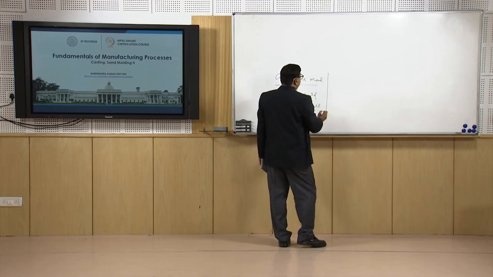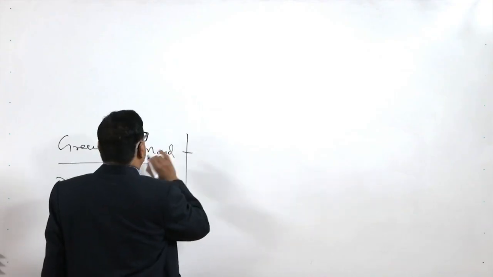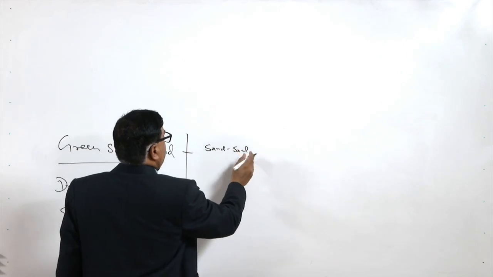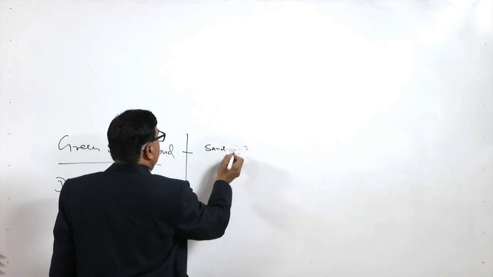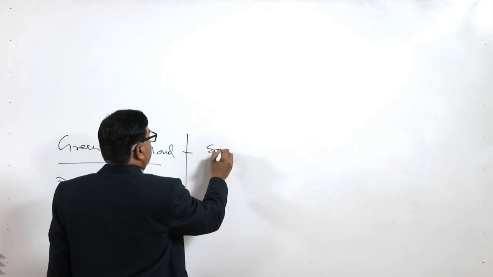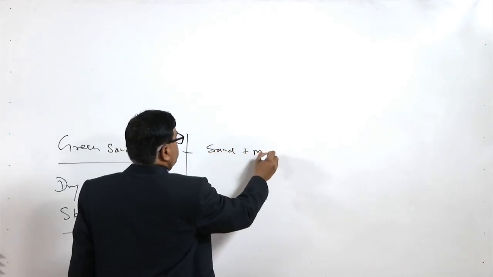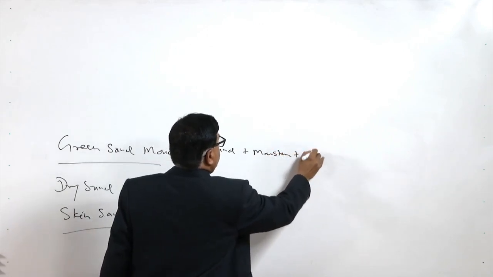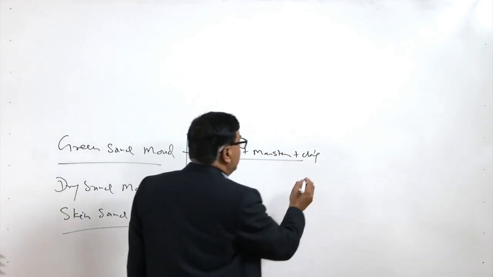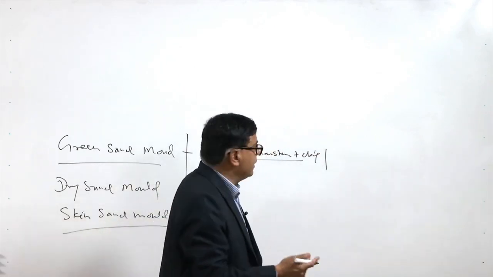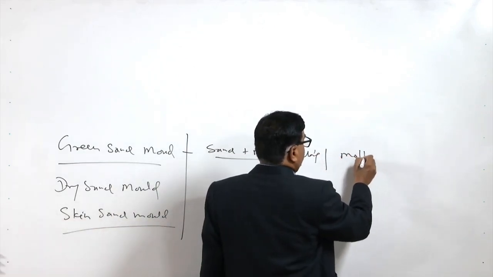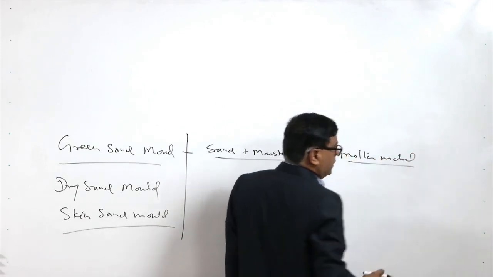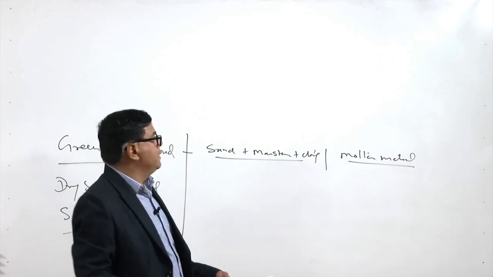In case of the green sand mold, the green sand means the sand plus moisture plus clay, whatever has been used. Once the mold is prepared, immediately without drying, the molten metal is poured into the mold, and it is used immediately.